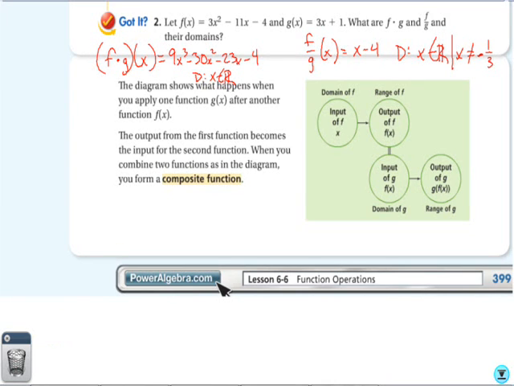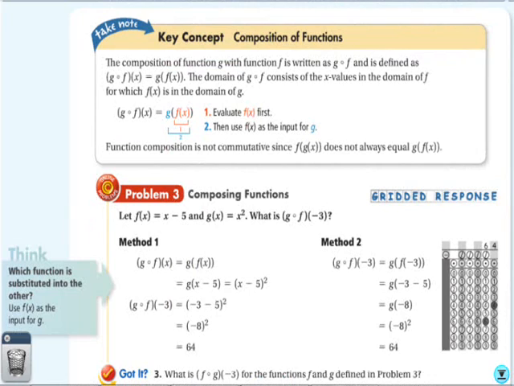And this kind of picture right here gives you a clue. The domain of f right here, and the range of f, and then all these input-output things, and we end up getting this down here at the bottom, the g of f of x. When we combine two functions like we do right there, that's when we form what's called a composite function. So the composition of function g with function f is written as g, and then an open circle, f, and it's defined as g of f of x.